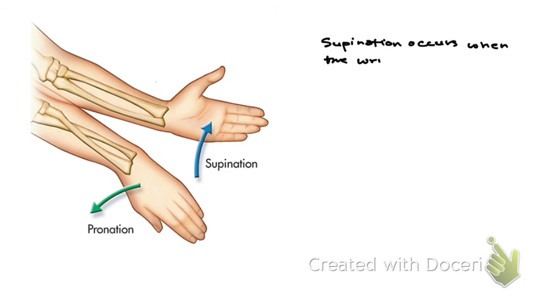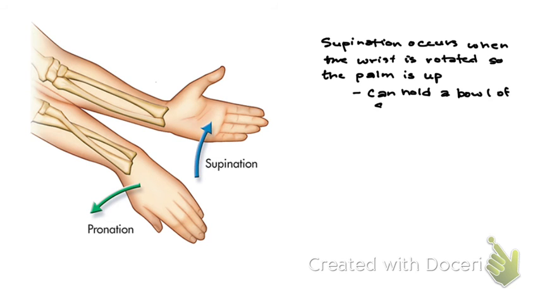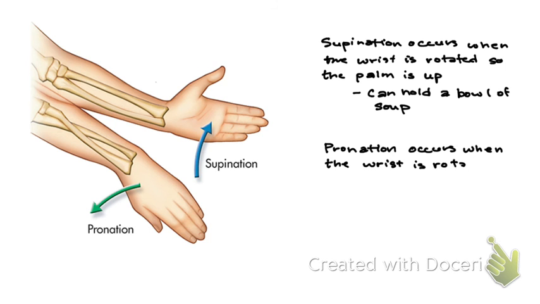Supination occurs when the wrist is rotated so the palm is facing up. And if you think of it as holding a bowl of soup, then you can think of supination. If you notice when a person's arm is supinated, the radius and the ulna, the bones of the forearm, are not crossed over one another. That is why the anatomical position is with the palm in supination. Pronation occurs when the wrist is rotated so the palm is facing down or towards the posterior portion of the body.